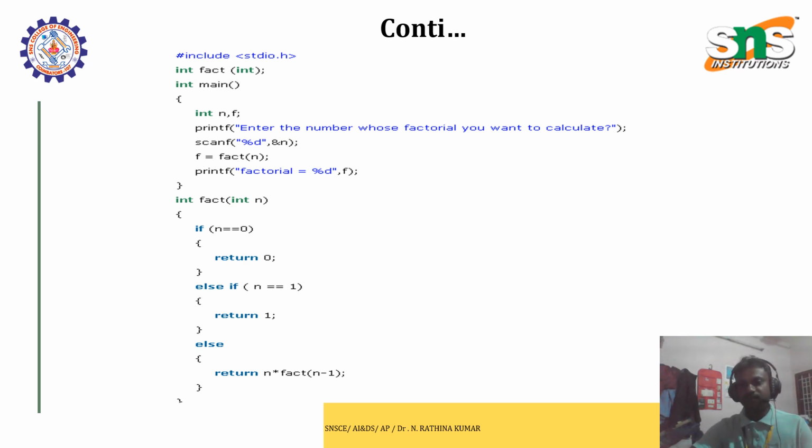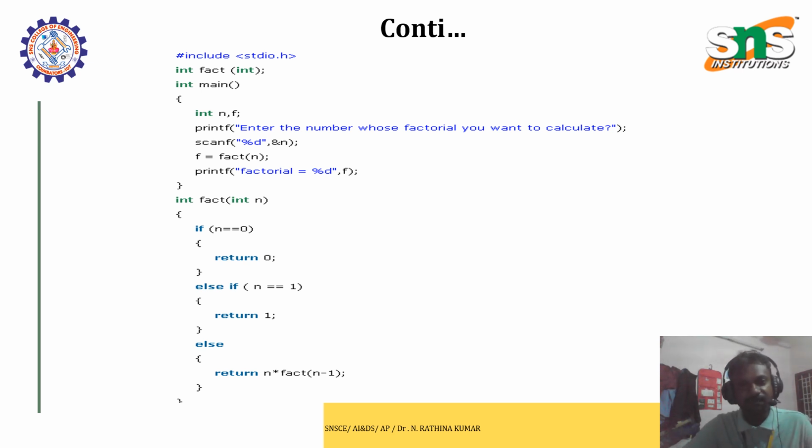As we all know what is meant by a factorial. We know how to calculate the factorial. So factorial of 4 is 4 into 3 into 2 into 1. So 4 into 3 is 12, 12 into 2 is 24, 24 into 1 is 24. So the factorial of 4 is 24. In this way we can calculate the factorial. So let us start this program.